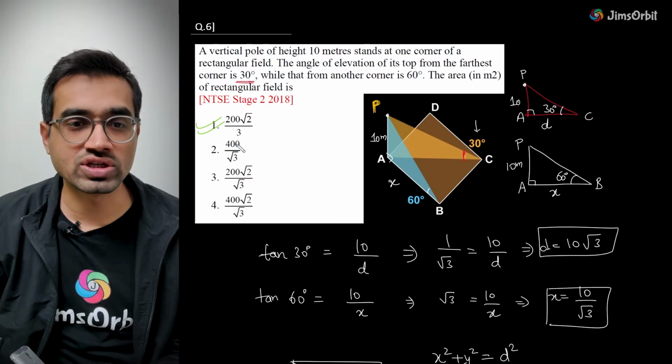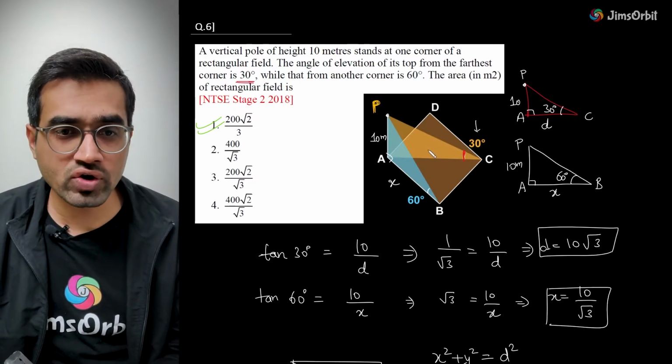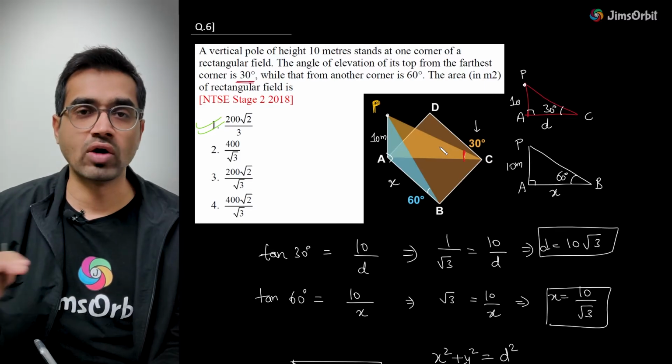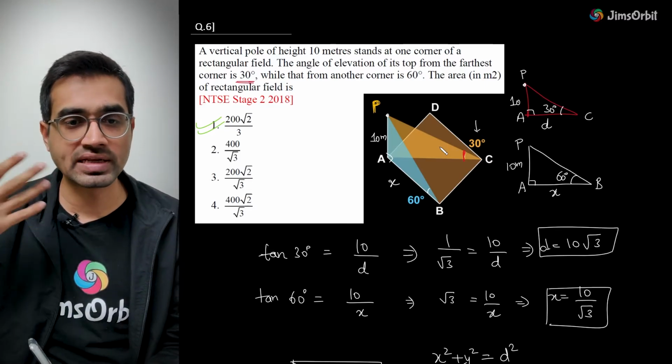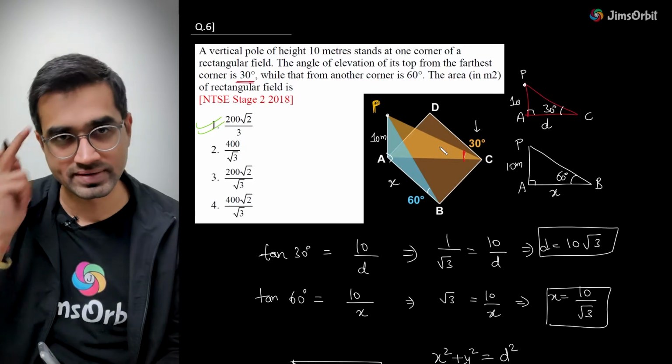Okay. A pretty good question. I hope you will understand. Just when you are looking at this diagram, think that ABCD is on the ground. Then only you will be able to visualize it completely. Otherwise, the colors will mess your brain.